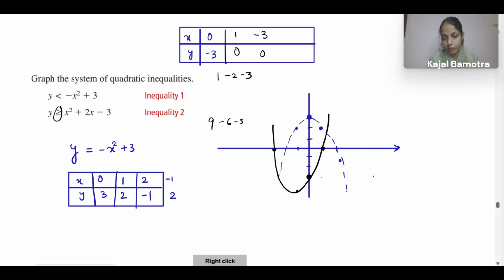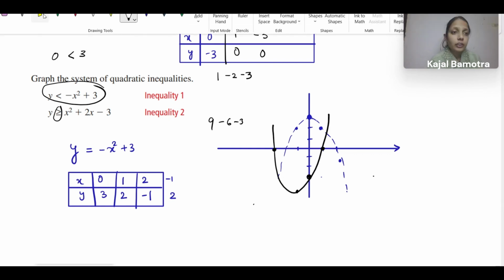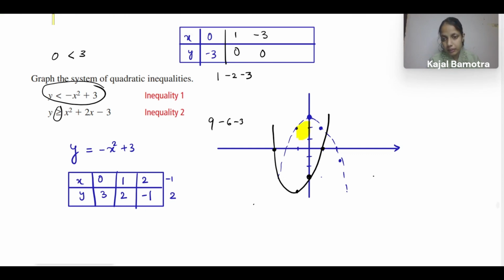Now we have to check which part is shaded. I choose 0, 0 for this. Is 0 less than 0 squared plus 3? Is it correct? Yes. So that means this region is satisfied. The region contains this for the first inequality.